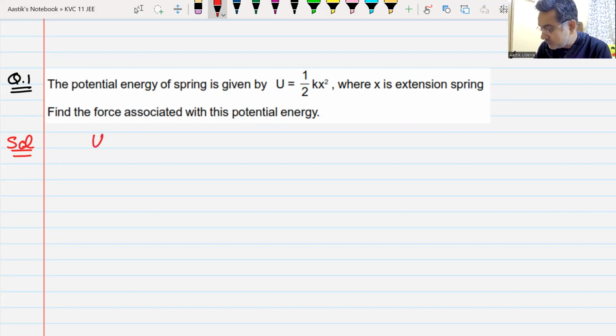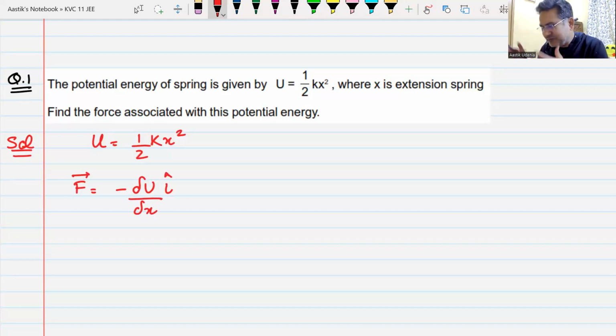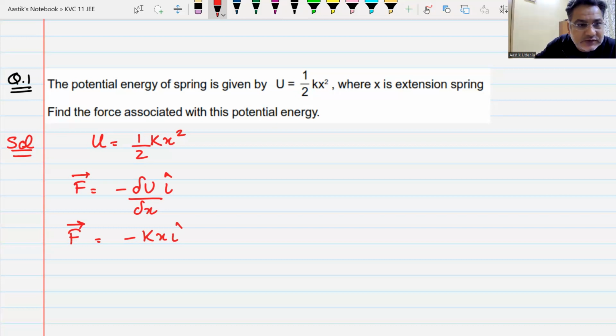So, U is given, and this is a one-dimensional force only as a function of x. It's a one-dimensional force. So, how will I get the value of F? F vector is minus del U by del x into i, because we are writing it vector wise, nothing else. I differentiate it and I will get minus kx i. Everyone got this? Yes or no? Vectorly. Because there is no y and z, I don't have to differentiate y, z, and land up with a lot of trouble. Anyone understands this?